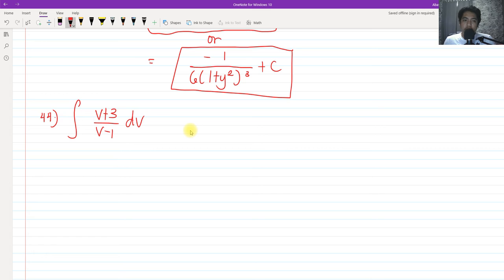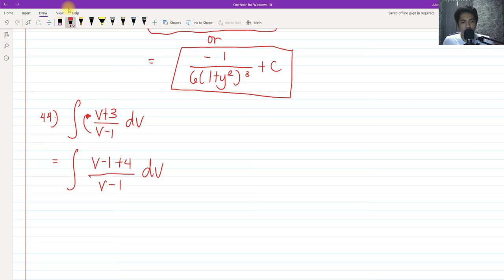As you can see here, you cannot use u-substitution, nor partial fractions, nor integration by parts, or whatsoever. There's not much that we can do here. But what we can do is a technique where we force the numerator to become the same as the denominator. So we are going to force this v + 3 to become v - 1. So I'm going to write v - 1 on the numerator.